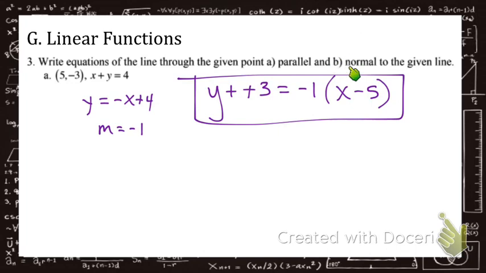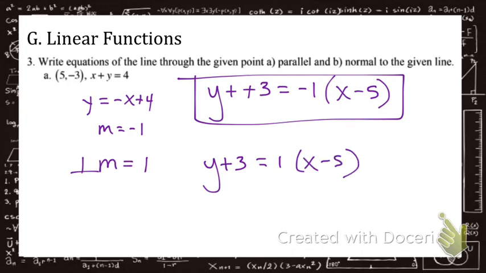And then the second part, for part B, it says the normal to the given line, and normal just means perpendicular. So the perpendicular slope to -1 would be the opposite reciprocal, which is +1. So that would be y plus 3 equals 1 times x minus 5. And again, don't worry about writing it in slope-intercept form. You can keep it in point-slope form.